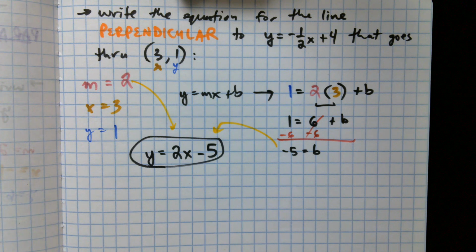Quick show thumbs, how much sense is this making? Thumbs up makes a lot of sense, seems pretty easy. Thumbs sideways kind of makes a little bit of sense, maybe seems a little off. Okay, good.